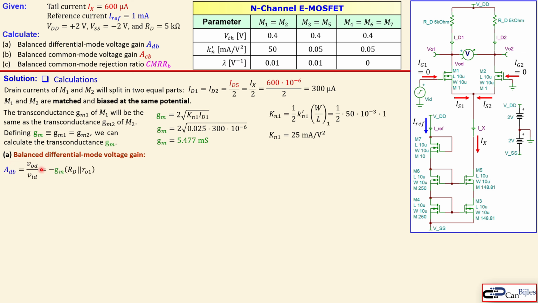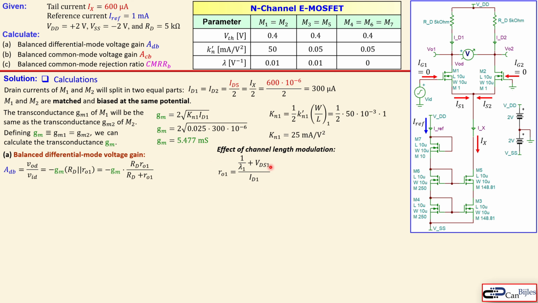That is given by this expression, VOD over VID, so the differential mode output voltage divided by the differential mode input voltage, which is then minus GM times the parallel combination we see at this node, which is the RD and the RO1 of this M1. And RO1 is due to that channel length modulation, so we can express this also like that. So due to the channel length modulation we have for M1, which is 0.01, the lambda. So we need to use this formula to calculate the RO1 also, but we don't know what VDS1 is.